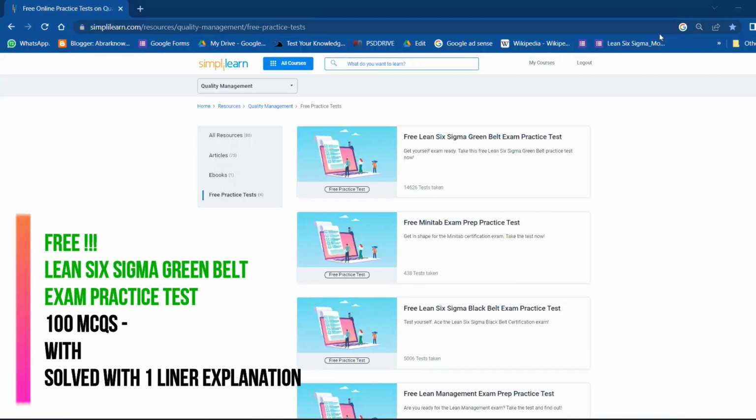Today we are going to do a very important test or exam on Lean Six Sigma Green Belt. There are 100 questions we are going to solve together, right?